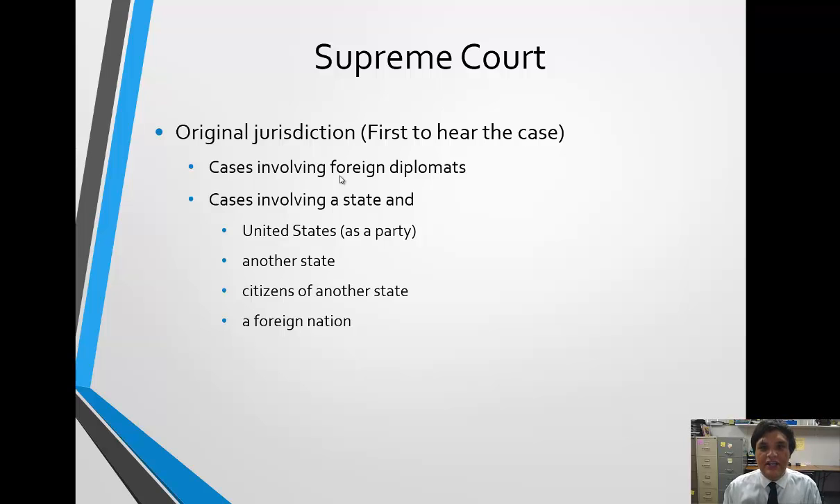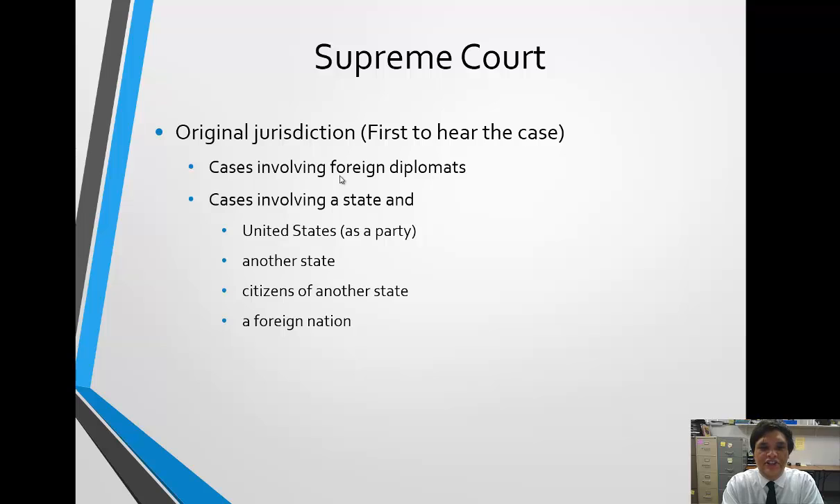There are a few unique requirements or prerequisites for them to be the one to have original jurisdiction. But it does happen. Original jurisdiction means it goes directly to the Supreme Court, or to the court that is named. The Supreme Court does have original jurisdiction in cases involving foreign diplomats. So say a foreign diplomat committed a crime while in the United States. The Supreme Court would be the very first one to hear that case.